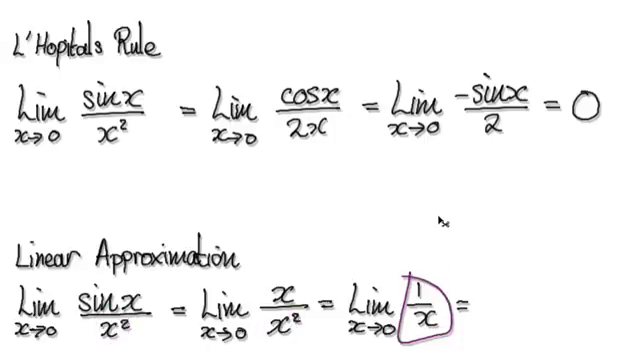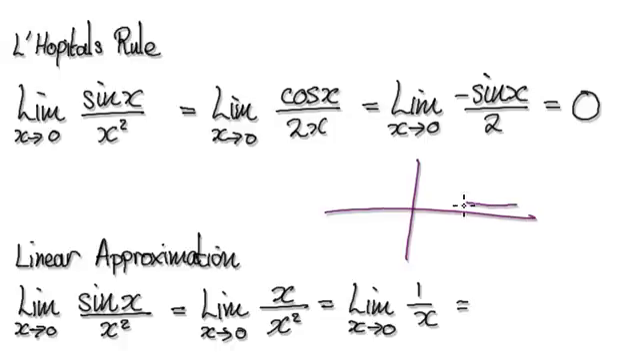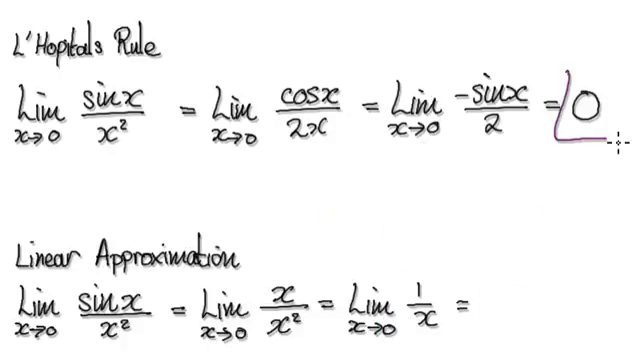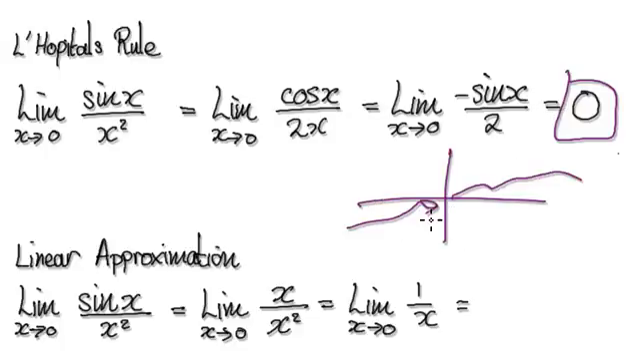Well, if you look at 1 over x, the graph of 1 over x looks like this. Let's just approach it from the right hand side. Approaching from the right hand side, you are heading towards infinity. So this thing here is heading towards infinity. But then according to the first method, the limit is 0. That means in both directions it should head towards 0.